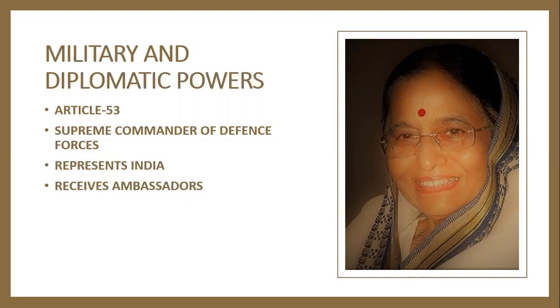Article 53 says that the executive power of the Union shall be vested in the President, exercised by him either directly or through officers subordinate to him, who give aid and advice to the President for the exercise of the powers. So this means the President is the supreme commander of the defense, but for appointing the Chief of Army Staff, Chief of Air Staff, or Air Marshal, he has to seek advice from subordinate officers such as the Prime Minister of India.